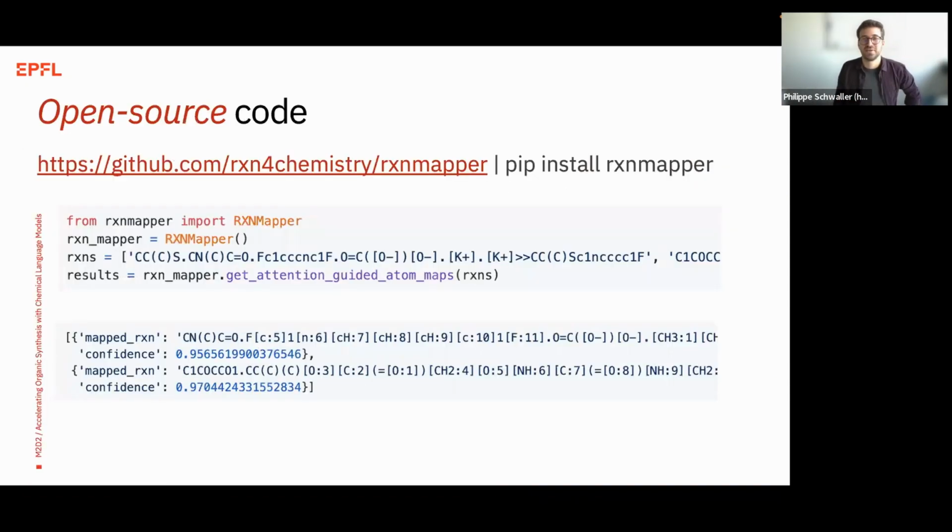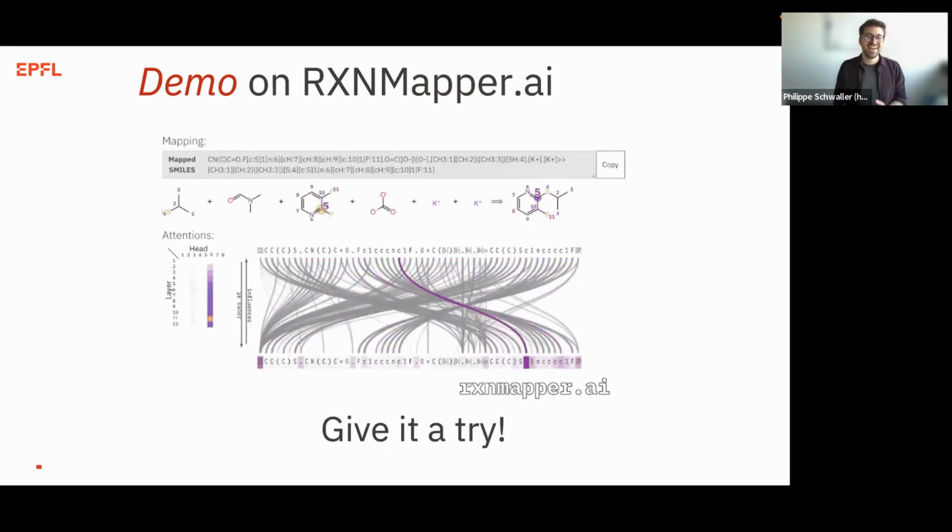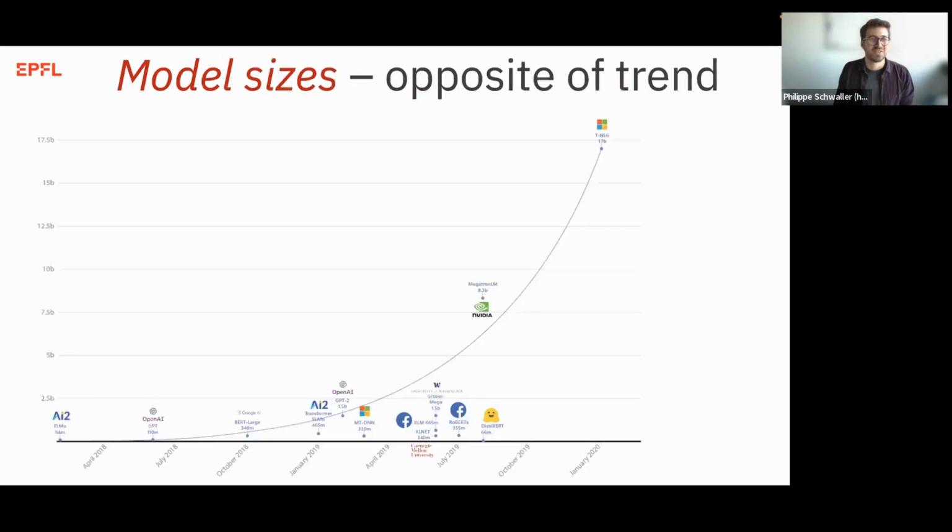If you want to use RXNMapper, there's open source code available. We also have a demo online, so you can just paste in your reaction SMILES and give it a try. I actually also use it sometimes when I want to extract the reaction template: I just go online, paste my SMILES, get the atom mapping, and then extract the template from the reaction.